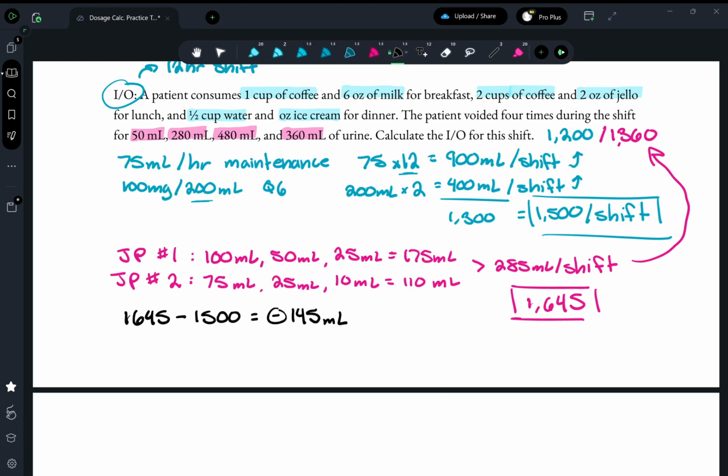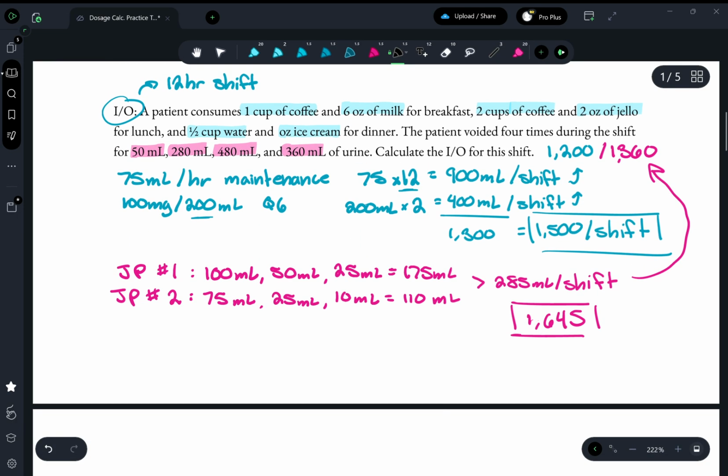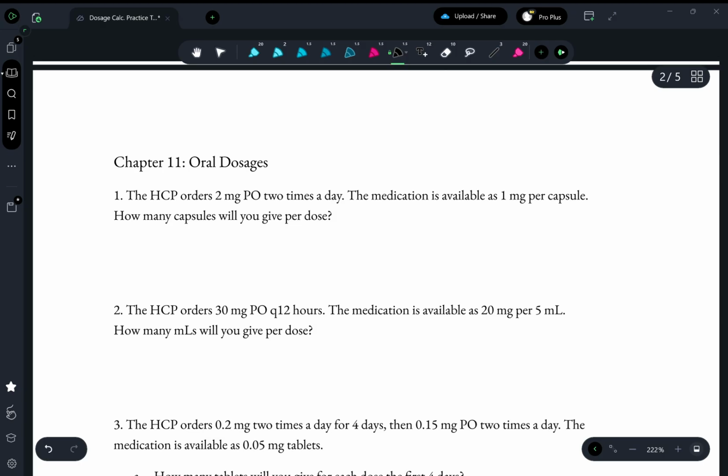So at least they're not fluid overloaded. In general, anything you put into the patient, we want to see it come back out. So this isn't bad. Might be a little bit dehydrated, but that's probably fine. Okay. Now let's go down to our actual medication math. Yay! This is why we're really here.